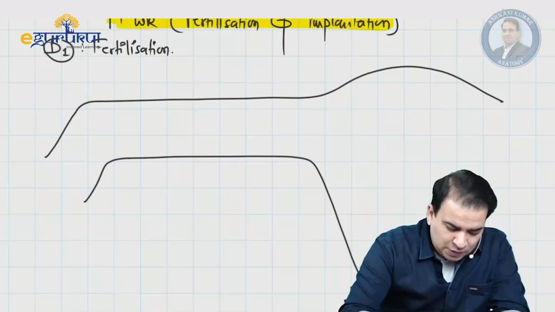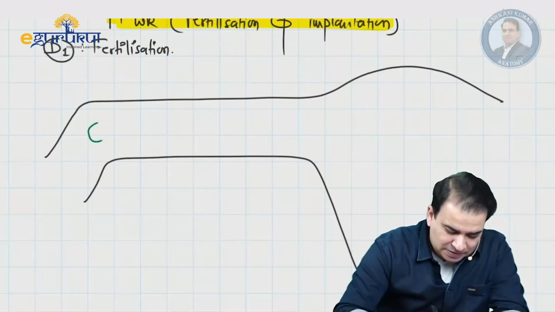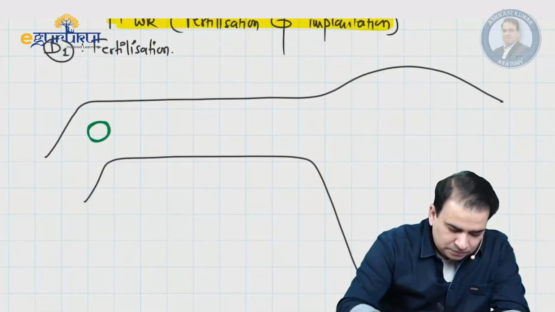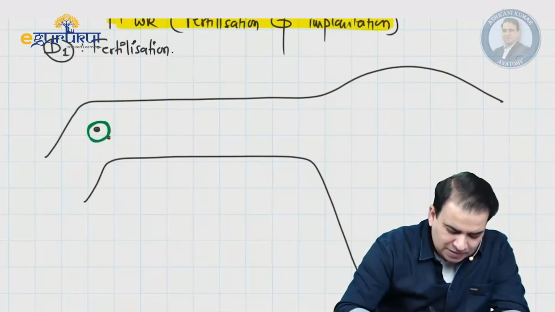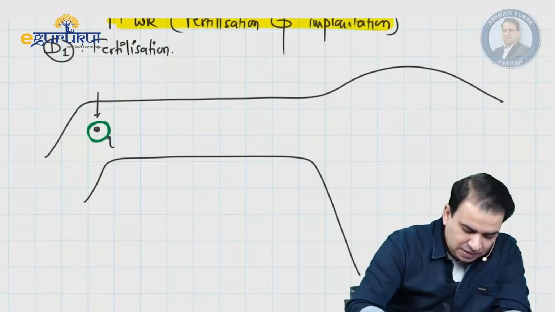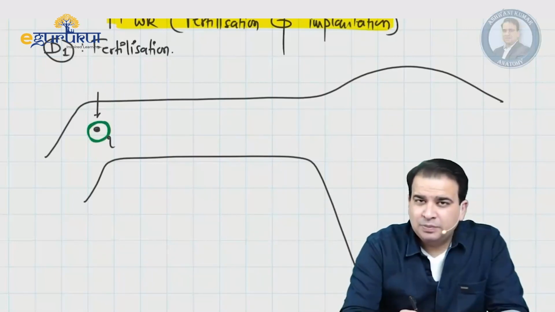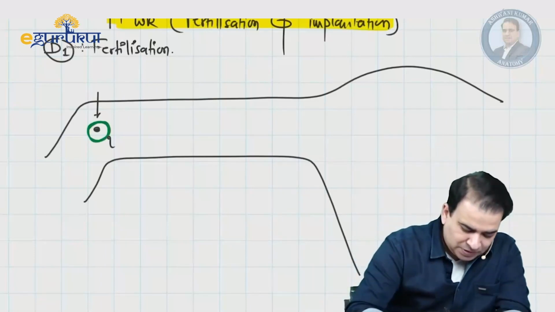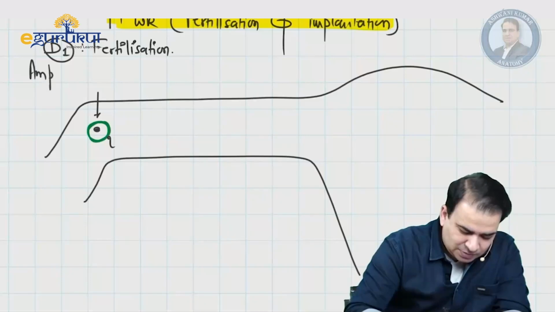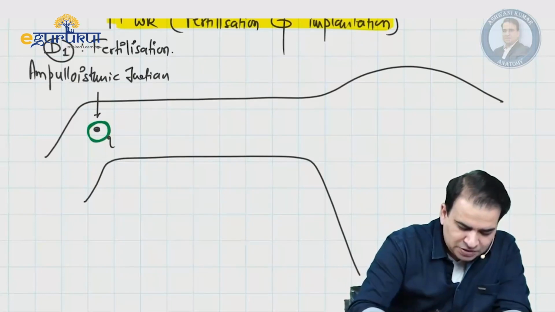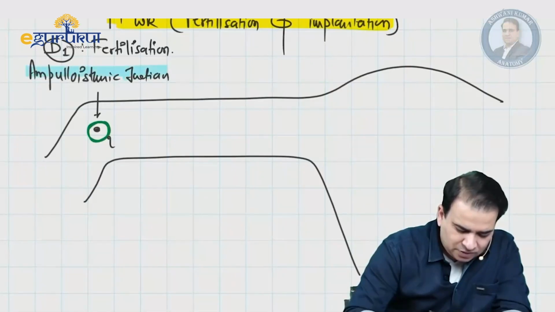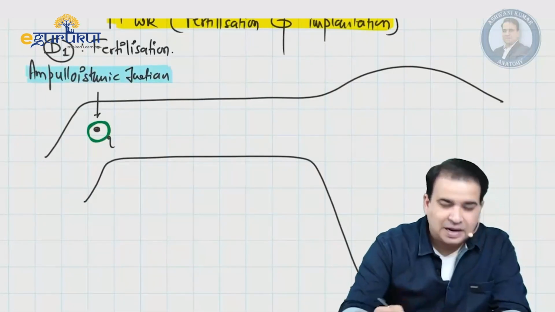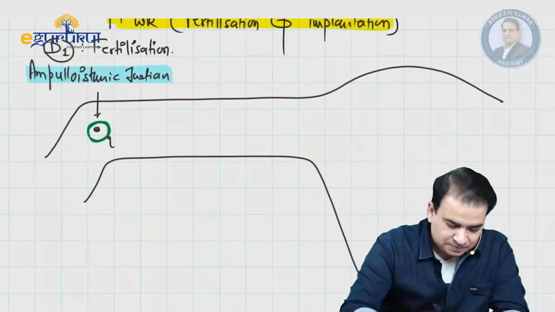So the first question is where exactly the fertilization takes place. Fertilization takes place in the ampulla of the fallopian tube. Well, the better answer is ampullo-isthmic junction. So more precisely, the fertilization usually takes place in the ampullo-isthmic junction. So that is one question here: the site for the fertilization, and the better answer than ampulla is ampullo-isthmic junction.